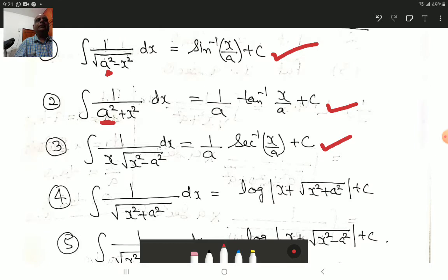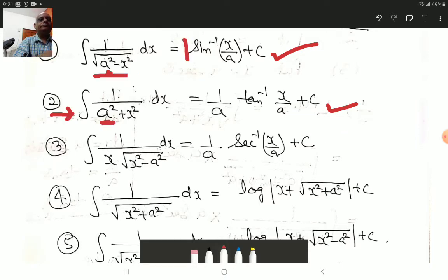Someone may say, why is 1 by a not occurring at this place? We will give its proof also. But for remembering purposes, you can say, okay, since it has a square root sign, 1 by a will not come here. And there is no square root sign here, so 1 by a occurs here. In this way, you can learn it. Next, if here you replace a by 1, it becomes 1 upon x into square root of x square minus 1, whose integration is sec inverse x. But since here it is a, 1 by a will come here.